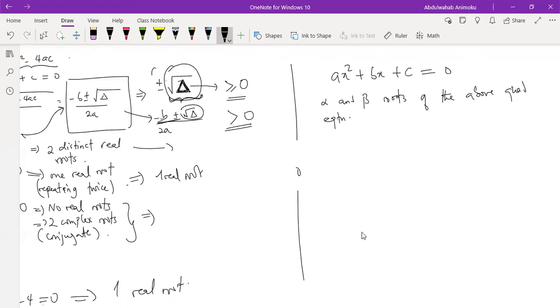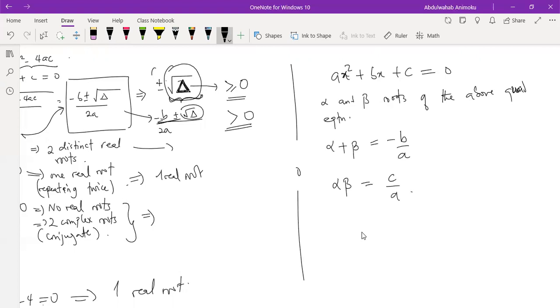Now, what happens is this. It happens that we can actually prove this, but I will leave that for another video. If you really need the proof, make sure you comment down below, then I'll make a video on that. So what this says is, when I know that alpha and beta are the roots of this, alpha plus beta should be what? Minus b over a, and alpha beta, when I multiply the roots, should give me c over a.